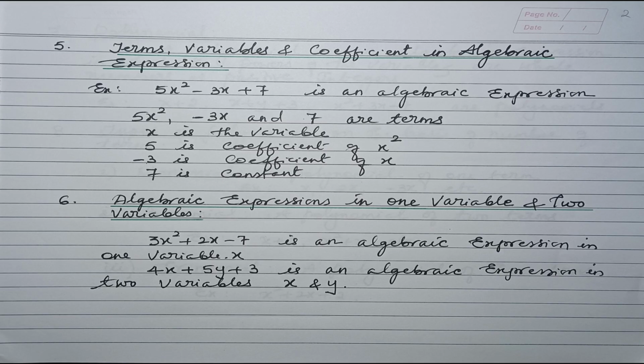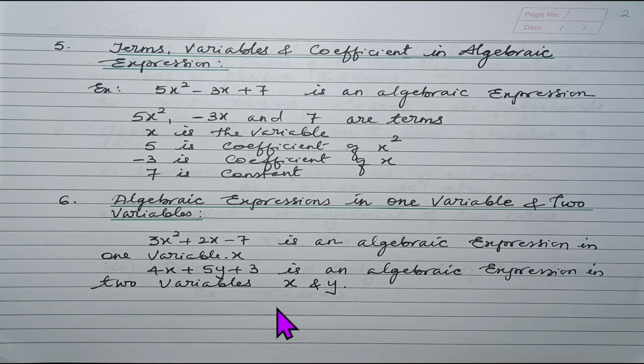Here I have taken an example that 5x square minus 3x plus 7 is an algebraic expression because there are terms added and subtracted in that, and here 5x square, minus 3x and plus 7 are the three terms of the given algebraic expression. x is the variable, 5 is the coefficient of x square, minus 3 is the coefficient of x, and 7 is a constant. So we have to know to identify the terms, variables and coefficients in an algebraic expression.